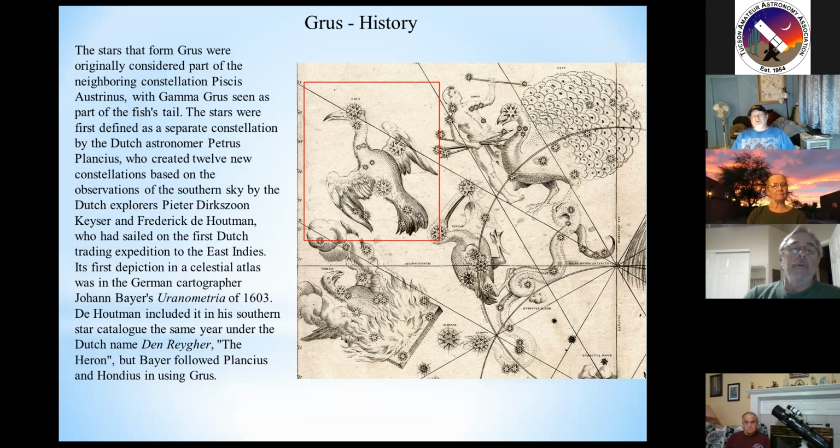The first time we saw Grus in an actual star atlas was in Johann Bayer's Uranometria, which was published in 1603. Houtman included it in his southern catalog the same year, but he called it the Heron, but Bayer called it Grus. And this is a picture out of Uranometria, and the red box shows Grus.